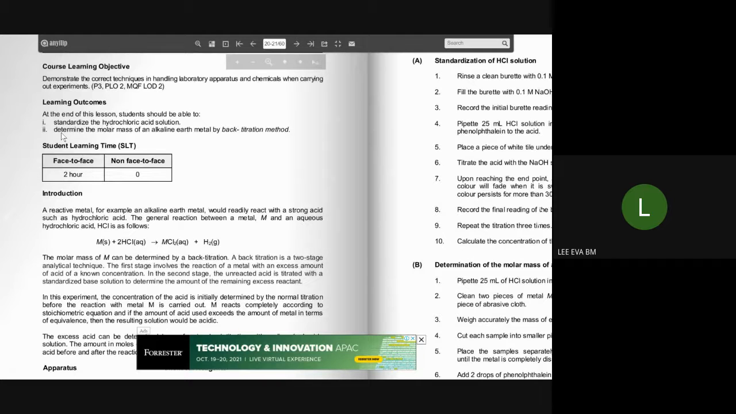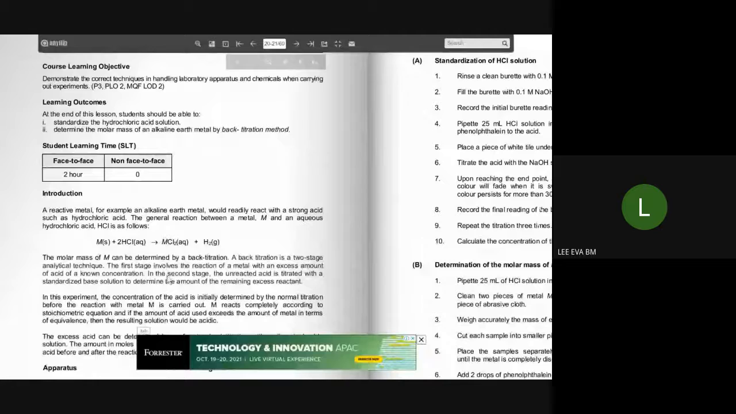The second learning outcome for this experiment is to determine the molar mass of an alkaline earth metal, which is your group 2 metal, by the back titration method. Back titration is another titration method. Before this, in experiment 2, you were using the normal titration. Today we are going to see the difference between back titration and normal titration.